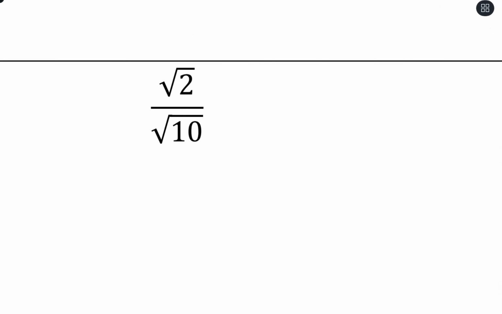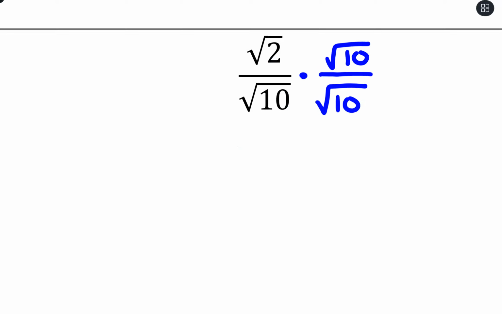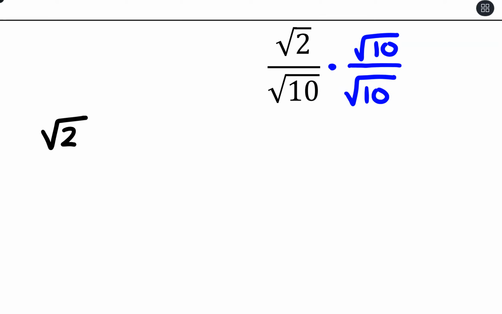Okay, root 2 over root 10. Few ways to go about this, but let's just go with rationalizing the denominator. I don't want to have a radical in the denominator, so I'm going to multiply the numerator and denominator by root 10. So that's going to make a root 20 over root 10 times root 10, which is a 10.